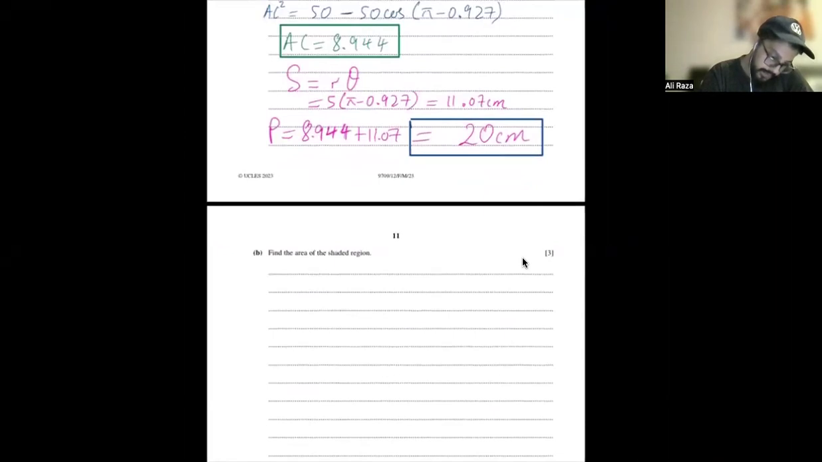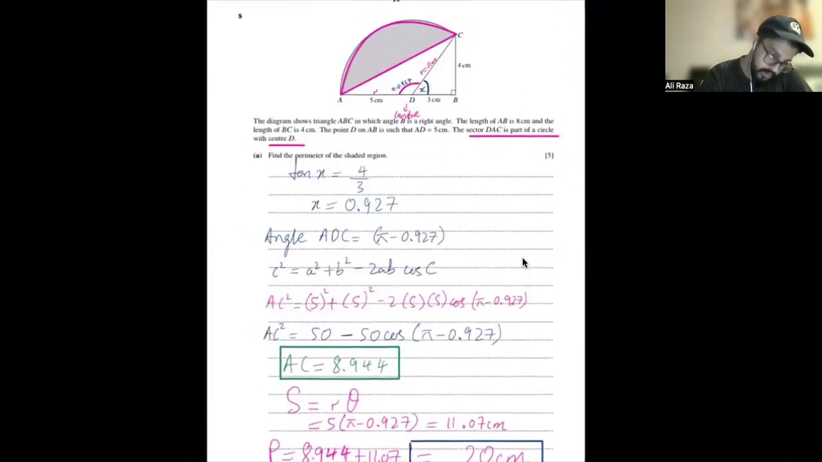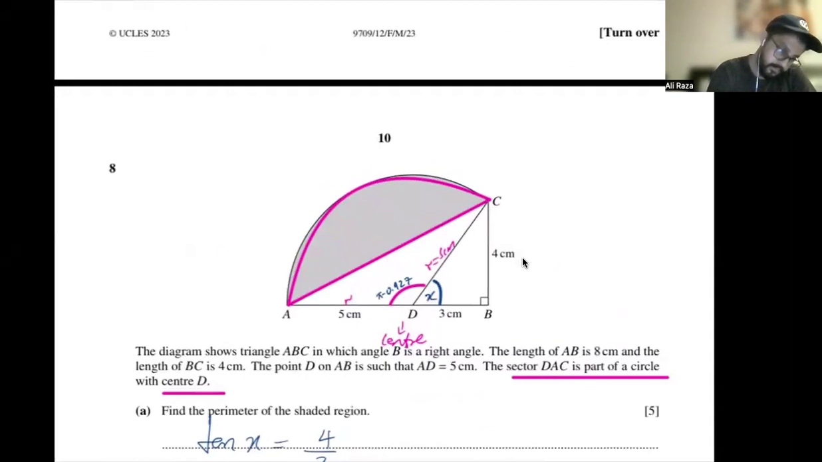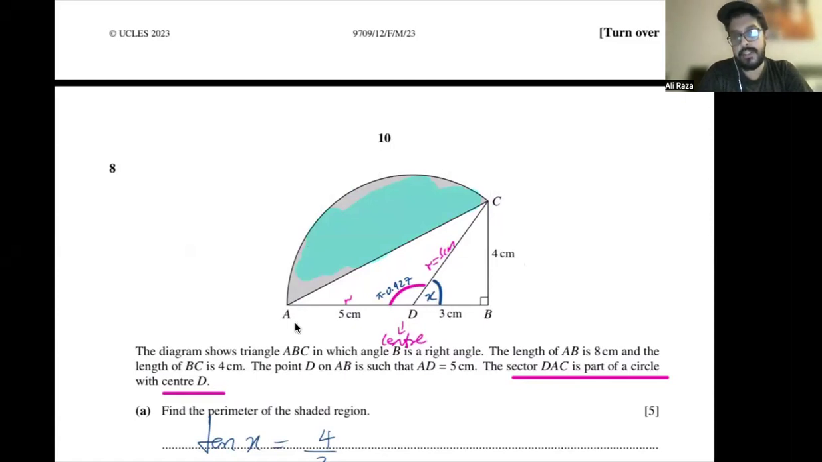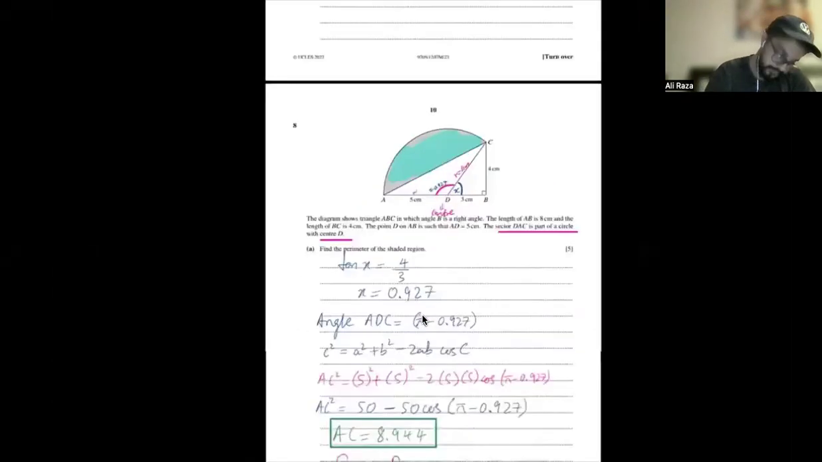Now we need to find the area of the shaded region over here. We can find this region by subtracting the area of this triangle ADC from the area of this sector ADC.